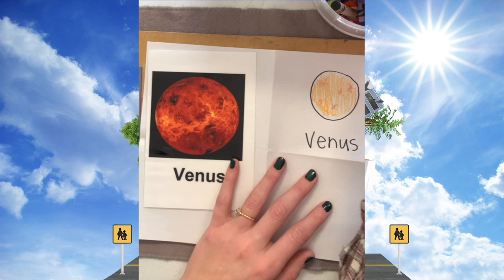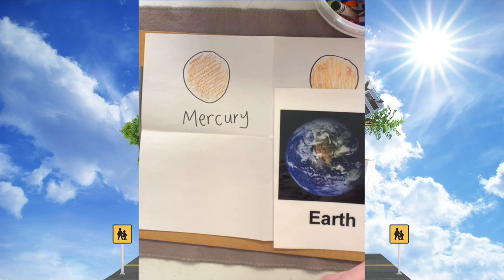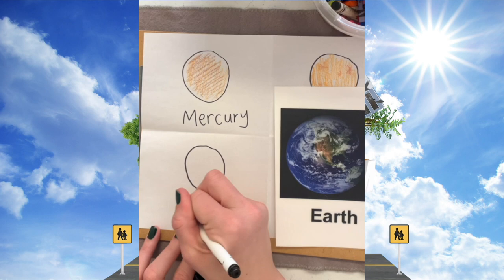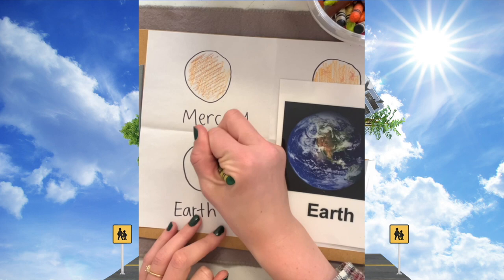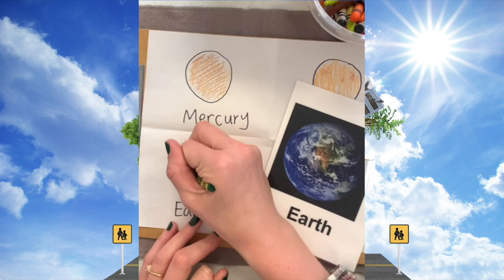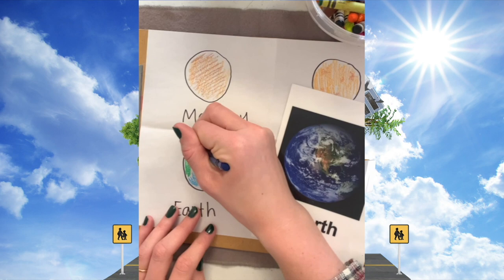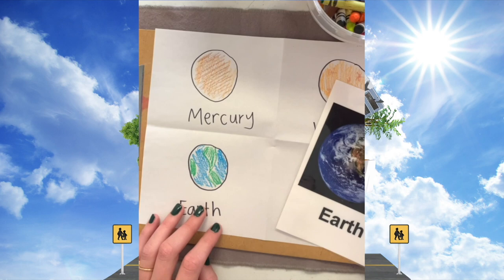Next, we have Earth. What do we know about Earth? What do we already know about Earth? Earth, yes, is the planet we live on. I'm looking at the surface of Earth. I see land, I see air, I see water. Earth has just the right conditions to support living things. Animals, plants, other organisms, they can live on Earth. It's not too hot, it's not too cold. It has just the right conditions for living things.